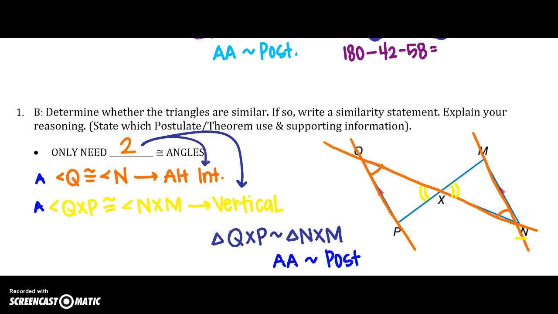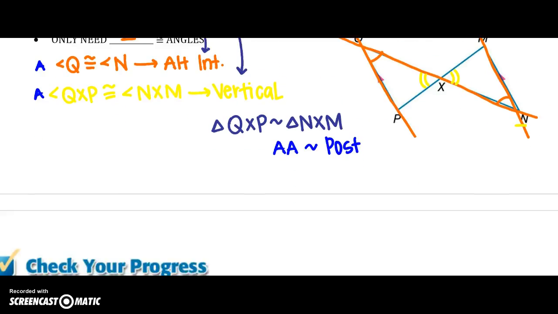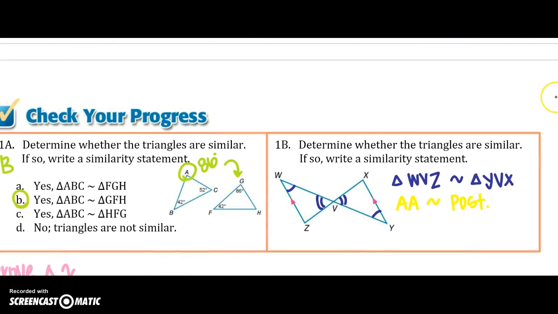All right, go ahead and stop this video and try your next 2 checkpoints. And you can start it when you're finished. Here are your answer keys. Again, you might have gotten maybe a little bit of a different answer on that one.